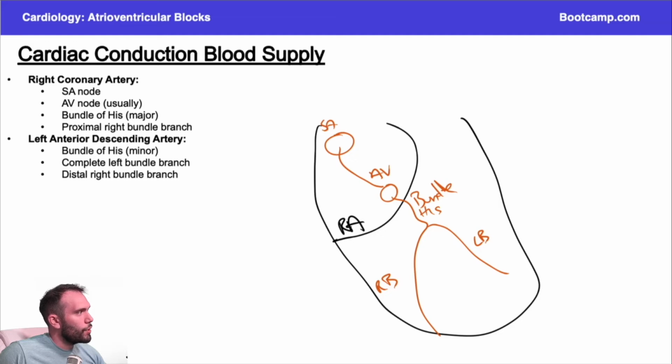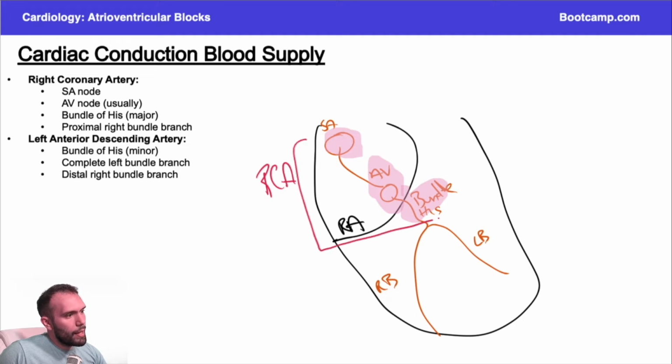So the right coronary artery, we already talked about this earlier, but the right coronary artery is going to supply the SA node. It's usually going to supply the AV node, not always, but usually. And then it can also supply the majority of the bundle of His here. So the right coronary artery is going to supply a lot of the structures up here. So we're going to write in right coronary artery.